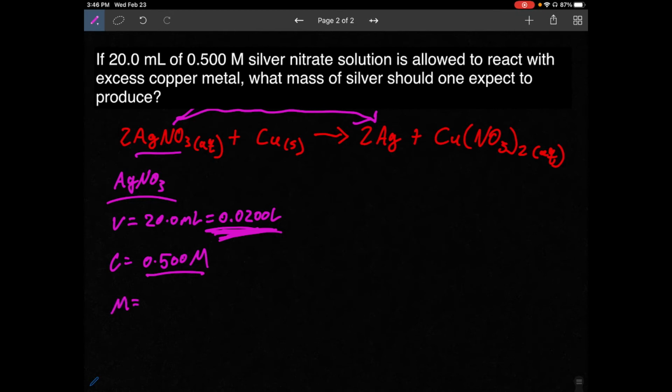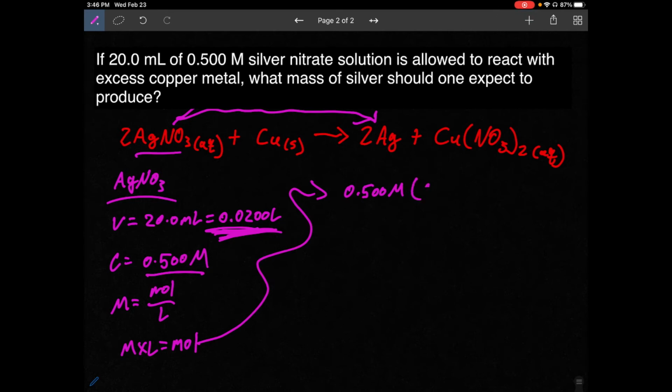We have molarity is equal to moles per liter. So molarity times liters equals moles. I'm going to come back up here to the top to plug into this equation. The molarity is 0.500 molar times my volume of 0.0200 liters. And that's going to be equal to my moles of silver nitrate. Plug that into a calculator real quick. And we get 0.0100 moles AgNO3.